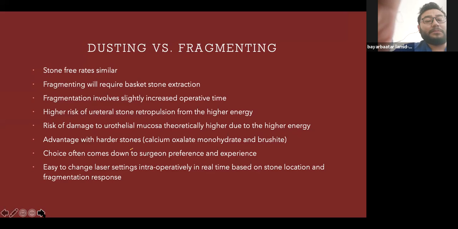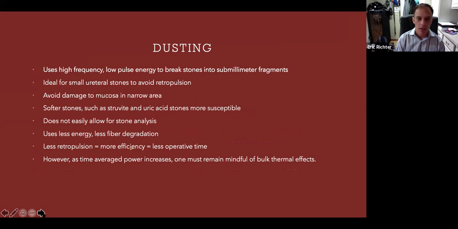Go ahead. Okay. So just specifically on dusting, this is where you're using your higher frequency, low energy settings. So usually either an energy of 0.2 or 0.3 and a frequency of about 80, as far as that's your hertz. It's ideal for small ureteral stones because there's less retropulsion. And when you're in a narrow space in the ureter, it also avoids damage to the mucosa.